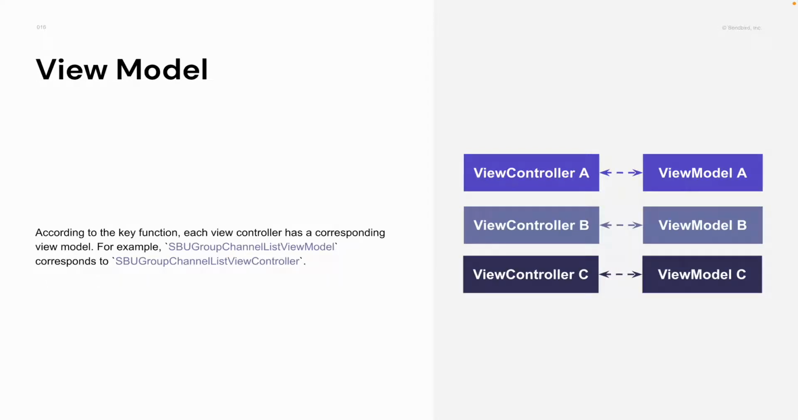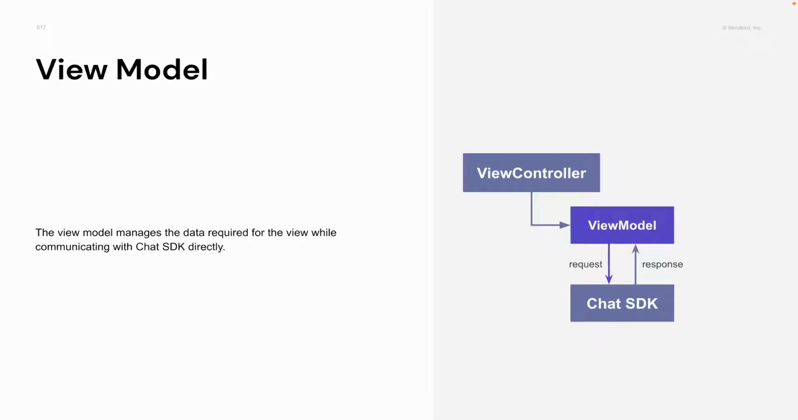Let's move on to the view model. According to the key function, each view controller has a corresponding view model. For example, SBUGroupChannelListViewModel corresponds to SBUGroupChannelListViewController. The view model manages the data required for the view while communicating with Chat SDK directly. View controllers can process chat related data through the view model without calling the Chat SDK interfaces directly.